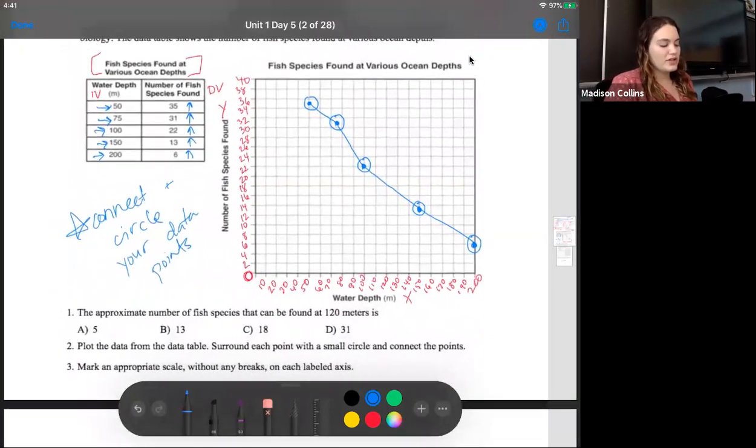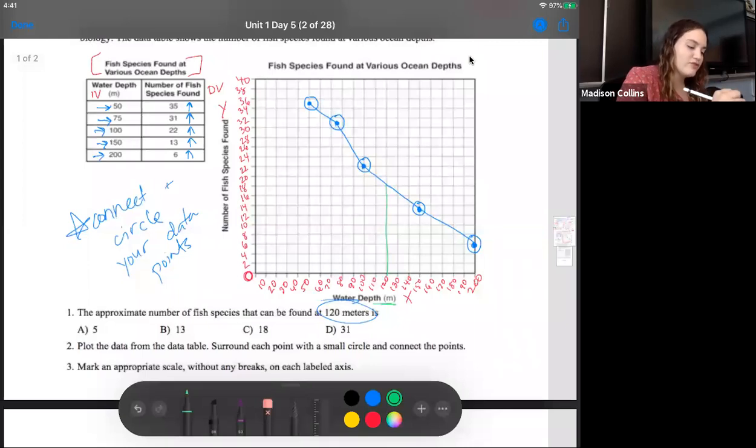So now we have a question associated with this graph. The question is asking the approximate number of fish species that can be found at 120 meters is what? So using our graph, we can go to 120 meters that we find on the x-axis, and we can follow that data point directly up to our y-axis. And we see if we follow this trend line that we've created, we can approximate that 18 fish species would be found at 120 meters.